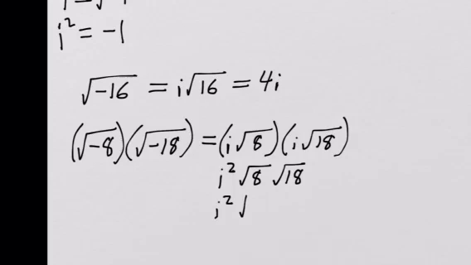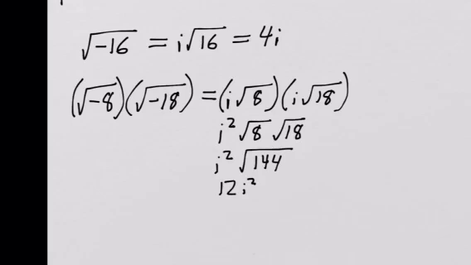i squared multiplied by the square root of 144. So that's going to be 12 i squared, but remember i squared is negative 1. So 12 times negative 1 gives us negative 12.